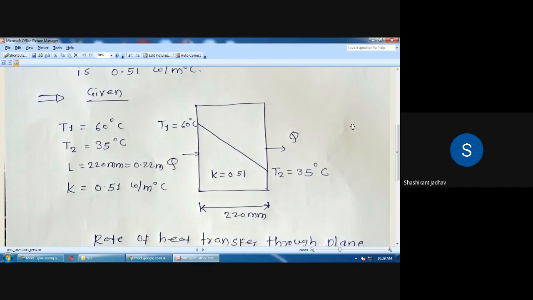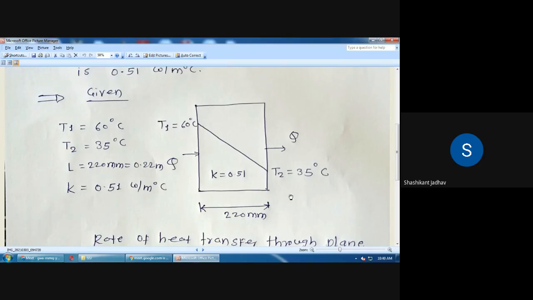But in this case the area is not given. But what is to be found out? They said that we have to calculate the rate of heat transfer per meter square. Means we have to calculate the capital Q by capital A. What is the meaning of rate of heat transfer? That is Q per meter square, means per unit area. Meter square is the unit of what? Area. So we have to calculate the rate of heat transfer per meter square, means the value of capital Q by A.